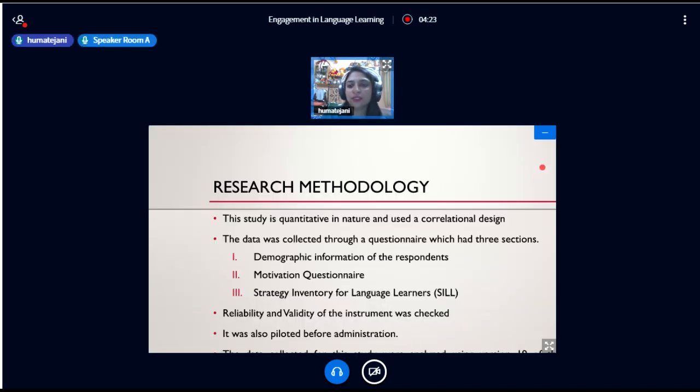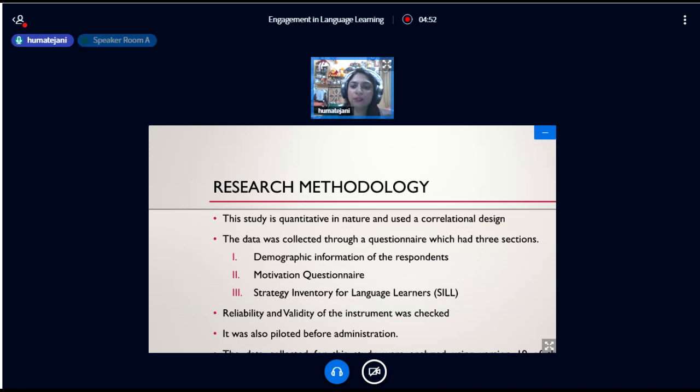As I mentioned, the study was quantitative in nature. It was a correlation design. A descriptive survey questionnaire was used for data collection from two groups, basically, the students of the Matric system and the students of the O-level system. The age group of the students was between 14 to 17 years.